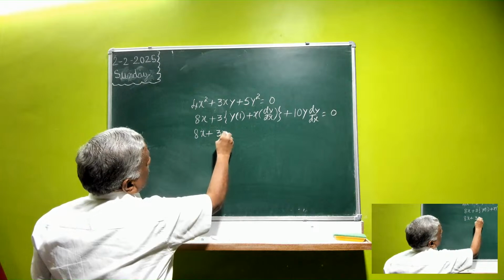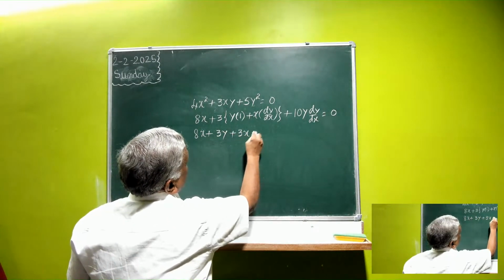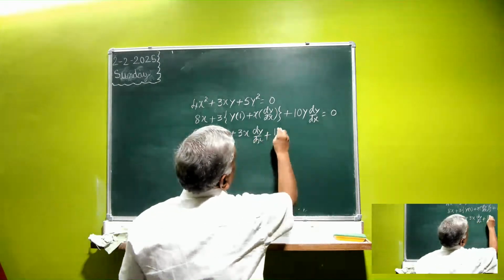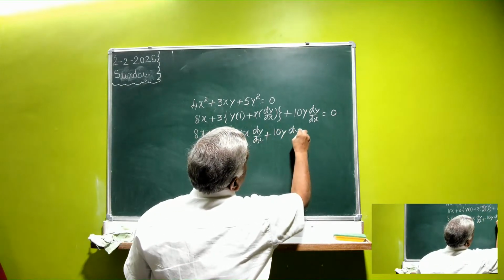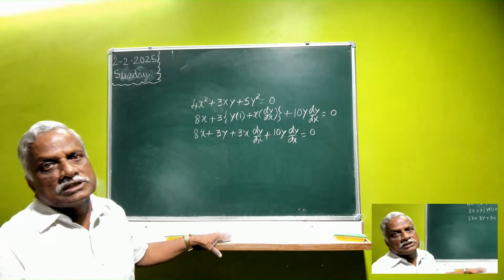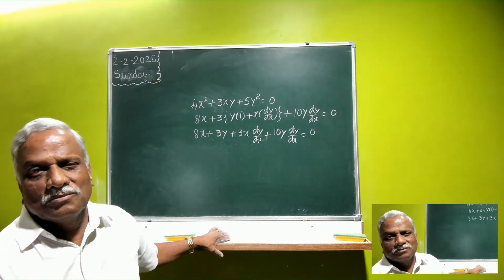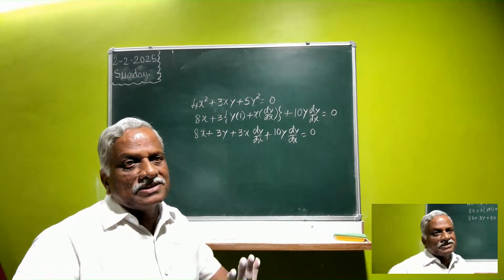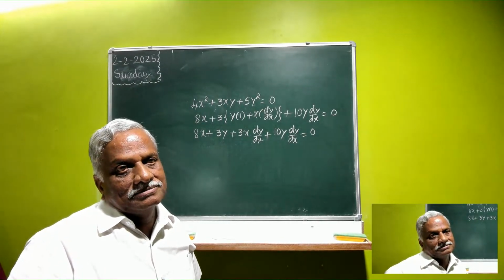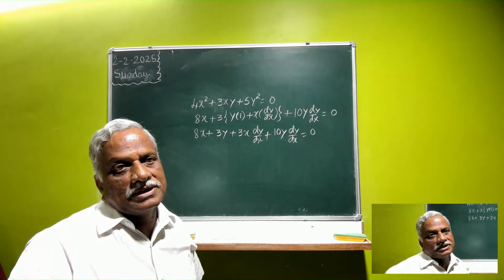8x plus 3y plus 3x dy by dx plus 10y. I'm doing simplification. Normally, in most of the problems, the problem gets over in the first step. Most of the problems, differentiation is very easy. But why do we complain? Because we are finding simplification difficult. What's the reason for that?